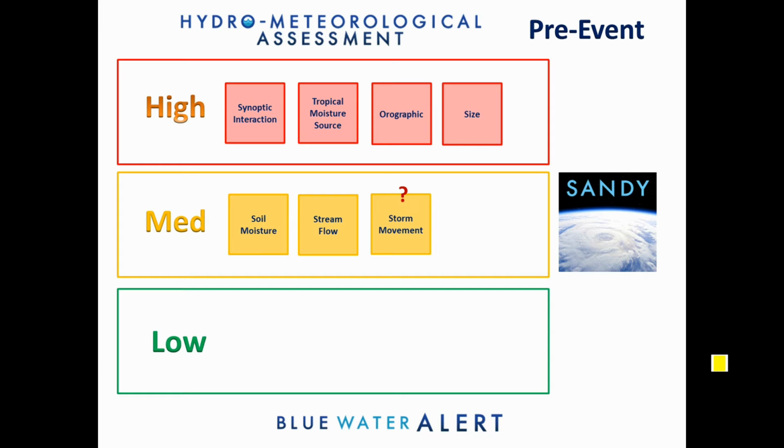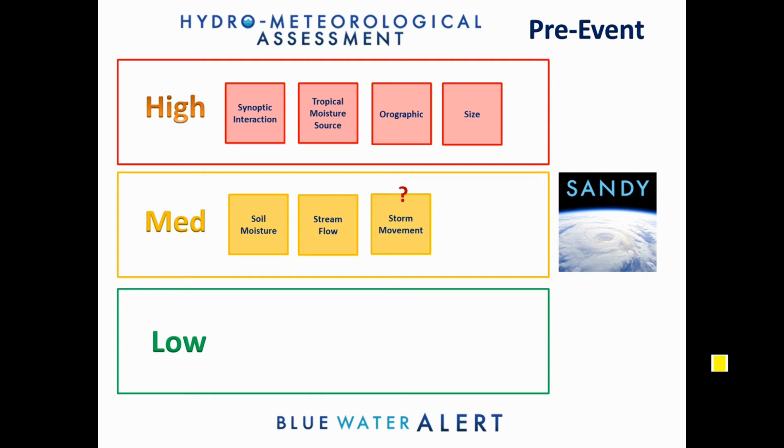I haven't really changed anything. I'm still expecting a high vulnerability due to synoptic interactions, the availability of tropical moisture, orographic lift, and also the large size of Sandy. Medium would be soil moisture and stream flow, which is generally in the average range. Storm movement, like I said yesterday, I'm still really puzzled on this.